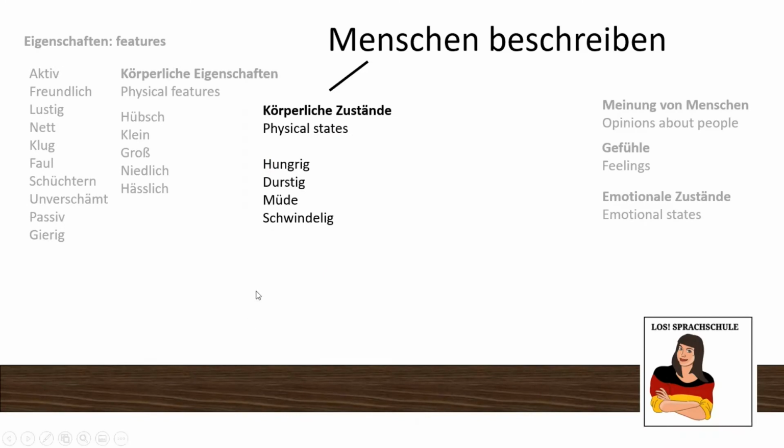Next one are the physical states. Hungrig, hungry. Durstig, thirsty. They sound almost the same, right? Müde, tired. Schwindelig, dizzy. Here we have again adjectives. It is the same as before. Something is something. For example, ich bin hungrig. True story, by the way, I am. Ich bin hungrig. Er ist müde. He's tired.